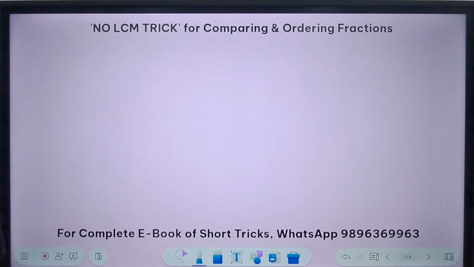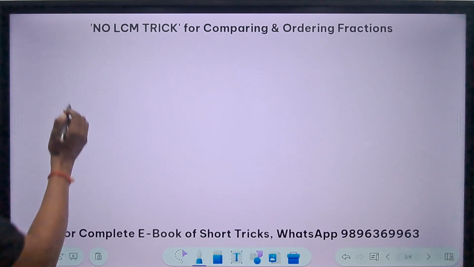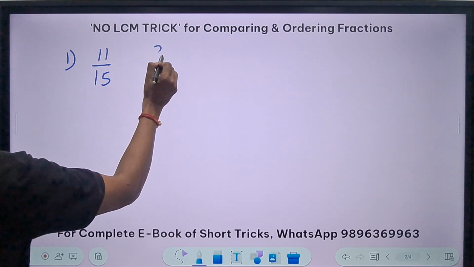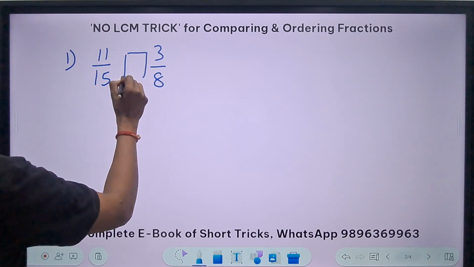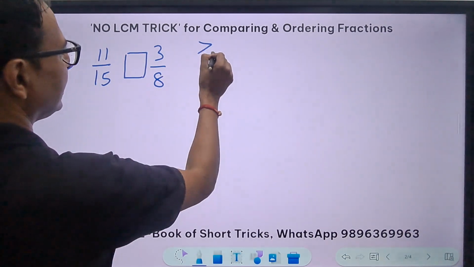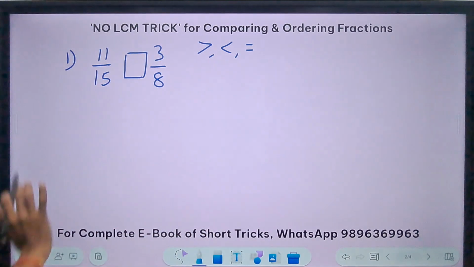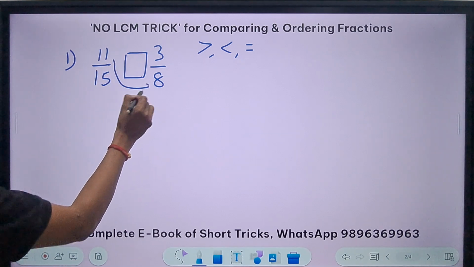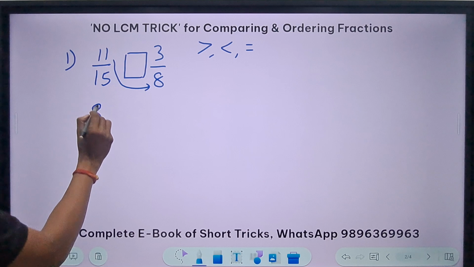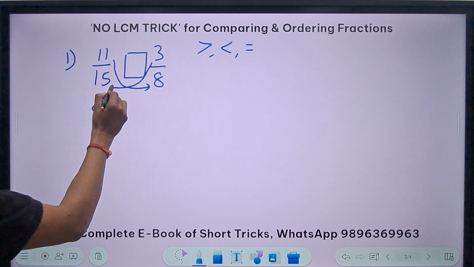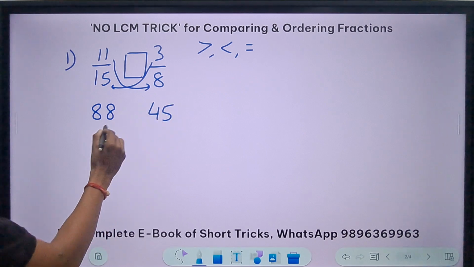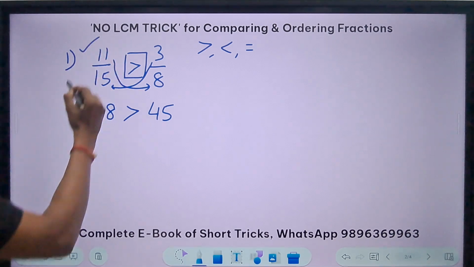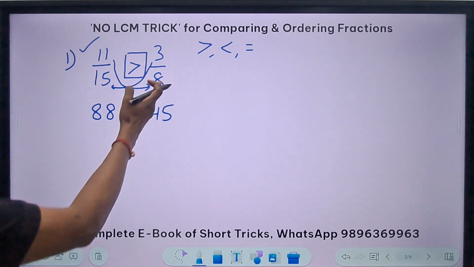We'll have some questions based on comparison first. Suppose I have to do say 11 upon 15 and say 3 upon 8, okay? So I have a box here. I want to check which of the signs greater, less than or equal to is to be put in this box. So I told you the short trick now. Let's do 11 times 8 and write it under 11 upon 15, that is 88, and 3 times 15, that is 45. Now I know 88 is greater, and so I have to put the greater sign here, and therefore 11 upon 15 is the greater fraction out of these two.